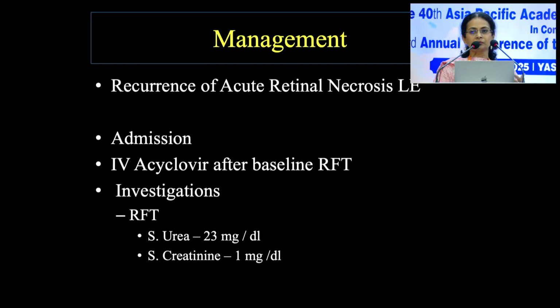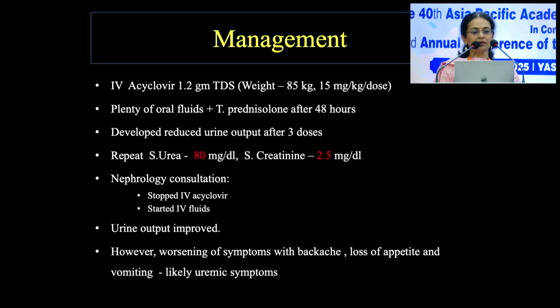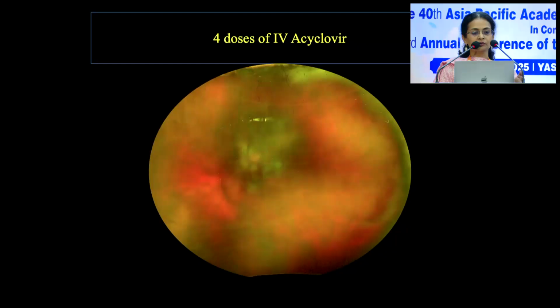So the expected protocol was the same, but to our surprise, after 3 or 4 doses of acyclovir, he complained of decreased urine output. He was admitted with us, so everything was easy to manage. His creatinine was high, urea was 80, creatinine 2.5. We stopped IV acyclovir, we started IV fluids, got a nephrology consultation, and this was after 5 doses of IV acyclovir.